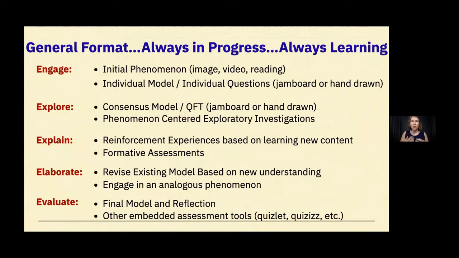So I've been trying to think more when appropriate, because not every notebook is going to be 5E, not by a long shot. And I'm going to show you an example of one that is most definitely not. But I try to think now of how I integrate that 5E model, knowing that my E's could potentially be all over the place. So I try to start out with an initial phenomenon, some type of image, a video, maybe a reading. A lot of it is video.